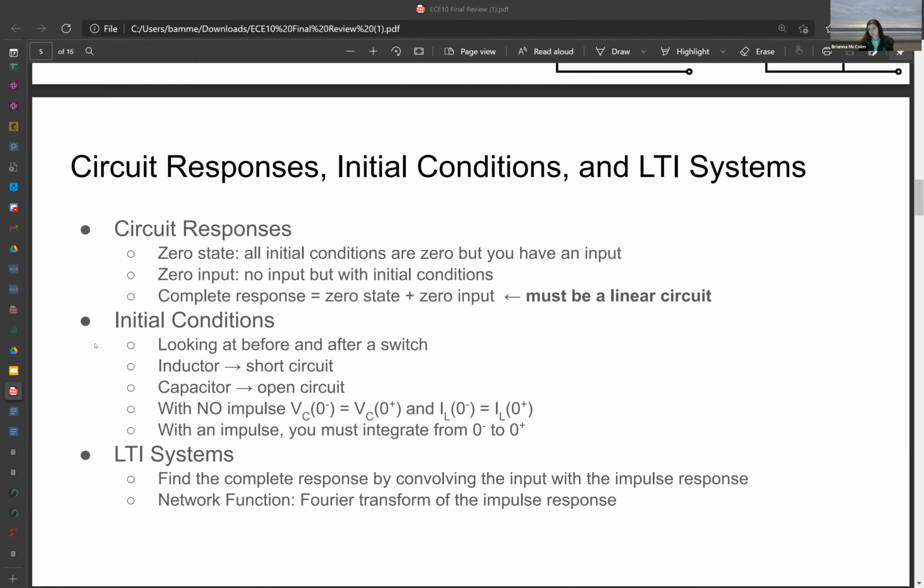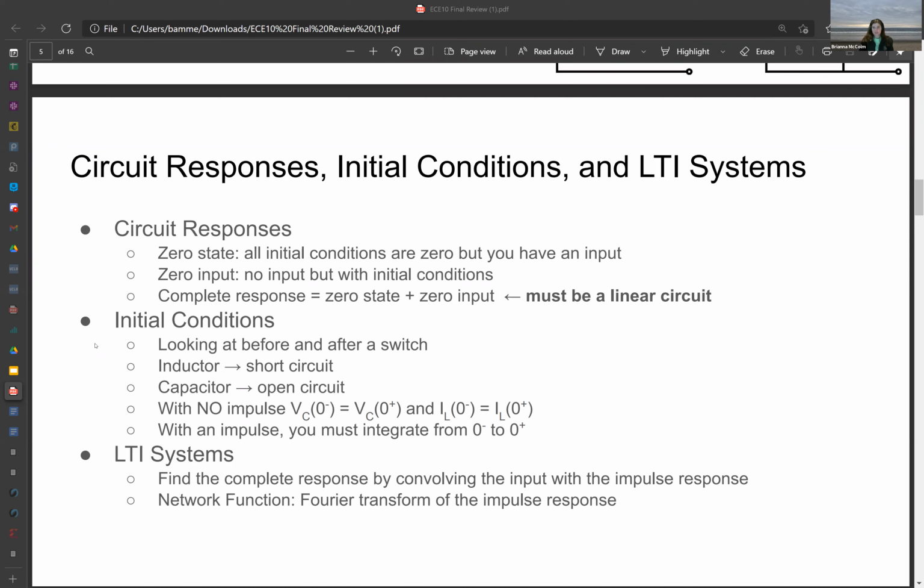Now, the zero input is when you have initial conditions, like you have a capacitor or an inductor with energy stored across them. And so you're going to look at how, when the circuit is closed, how that capacitor discharges and affects the other elements of the circuit. So it's going to act as like a source until it's discharged past a certain point. And then if you have an RLC circuit, you're going to get some oscillation between the two energy storing components.